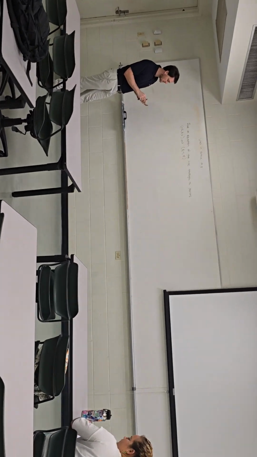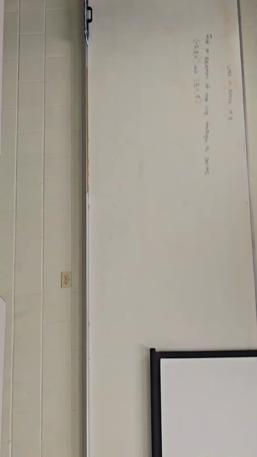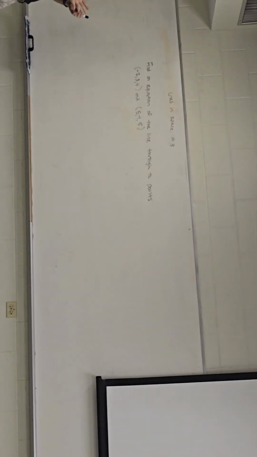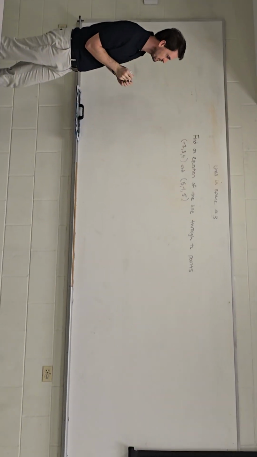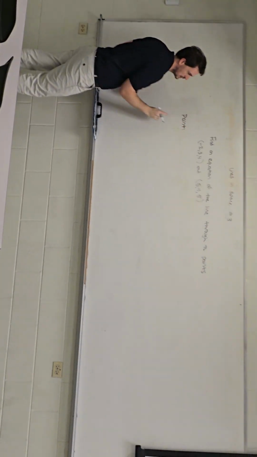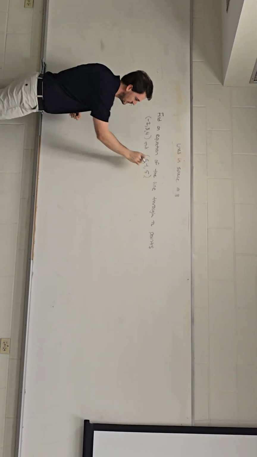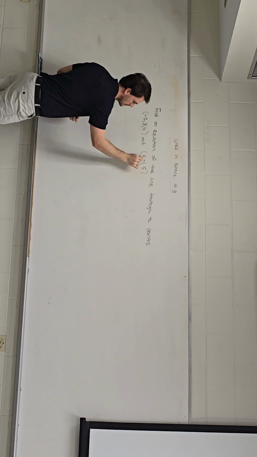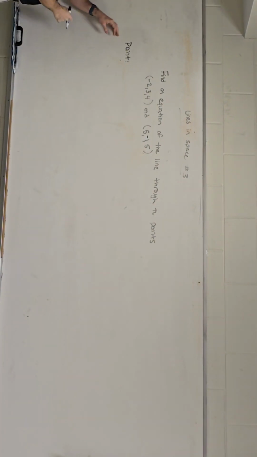So to find an equation of the line, I need a point and I need a slope. But in 3D, we're going to call that a direction vector. Does that say negative one? Yeah, negative one. There. So I need a point.